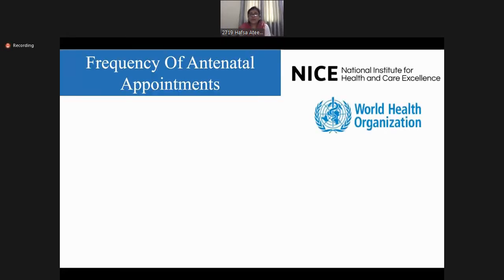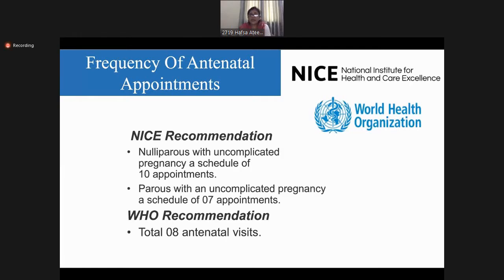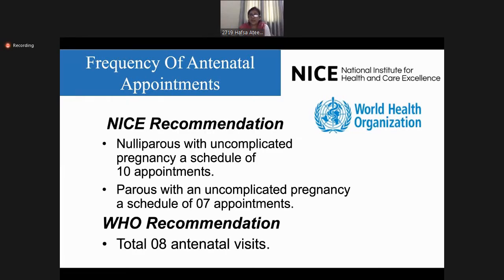What do the various organizations say about the antenatal appointments? The NICE guidelines, which is the National Institute for Health and Care Excellence, and WHO recommend that with an uncomplicated pregnancy, 10 appointments are okay. But in a multiparous patient with an uncomplicated pregnancy, there should be at least 7 appointments. The WHO recommendation is a total of 8 antenatal visits, right from the booking visit till delivery.